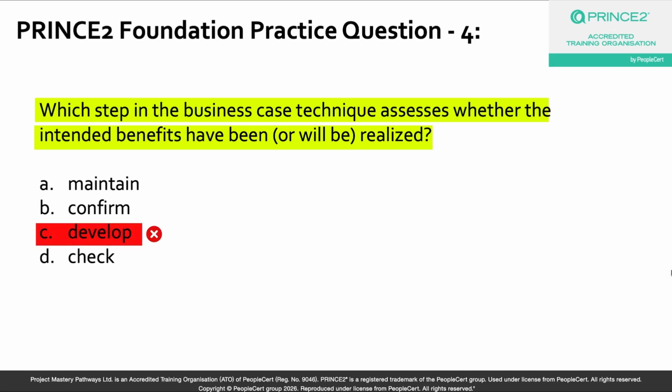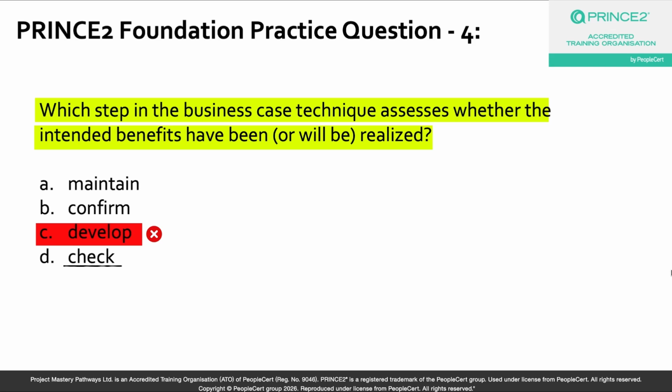Let's look at option D, check. Now the check step sounds a lot like assessment, right? And there is some truth to that for sure. I'm not denying that. However, please understand that during the check step, the project board reviews the business case at key decision points and most importantly at the stage boundaries to determine whether the project remains viable, desirable, and achievable. The project manager also checks the business case when assessing the impacts of risks and issues on the business justification.